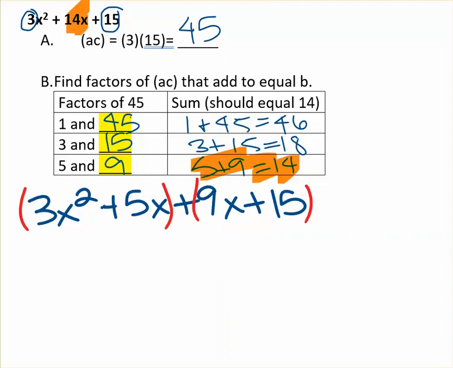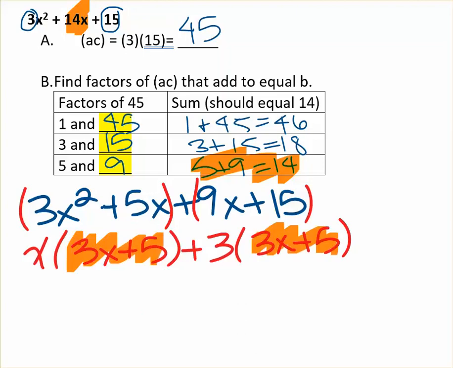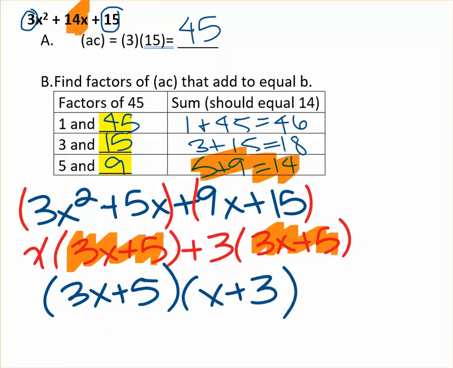In that first set, our greatest common factor is just x. So factoring out an x gives us 3x plus 5, plus, in our next set, 9x plus 15, we can factor out a 3. So that gives us 3x plus 5. You'll notice now we have a common binomial. So we can factor out that binomial. So we have 3x plus 5 times x plus 3. And that is our factored form.